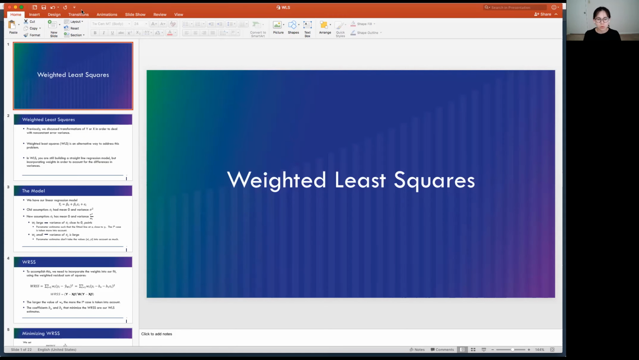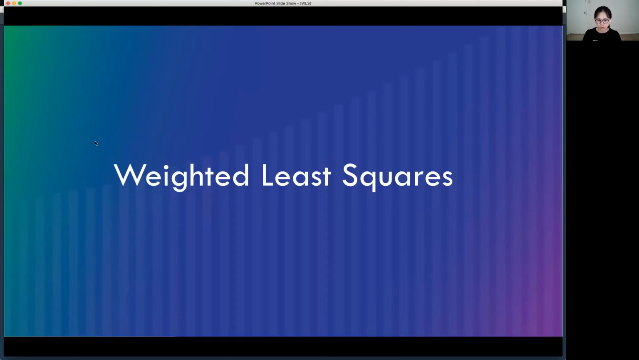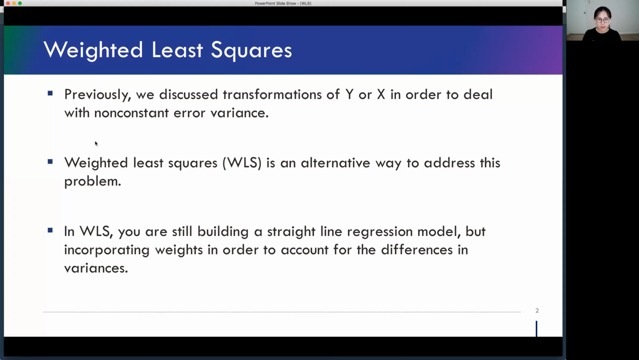So this week we will talk about weighted least squares. Let me start the slideshow. Okay, so previously we have talked about simple linear regression where we regress y on x, and also we talked about diagnostics and transformations, etc.